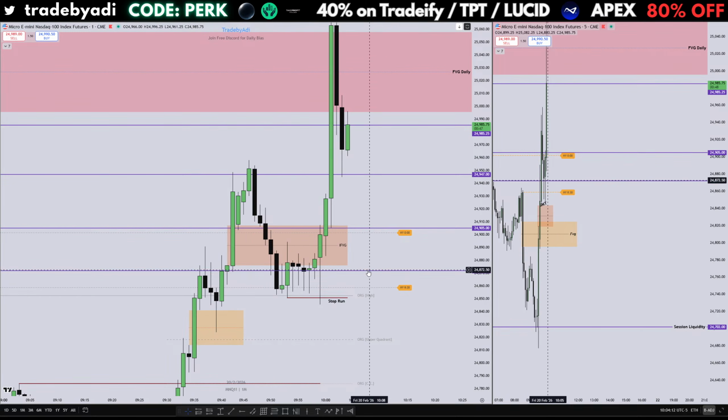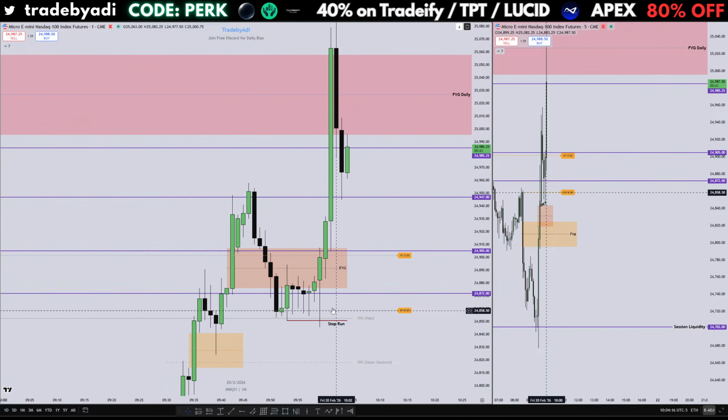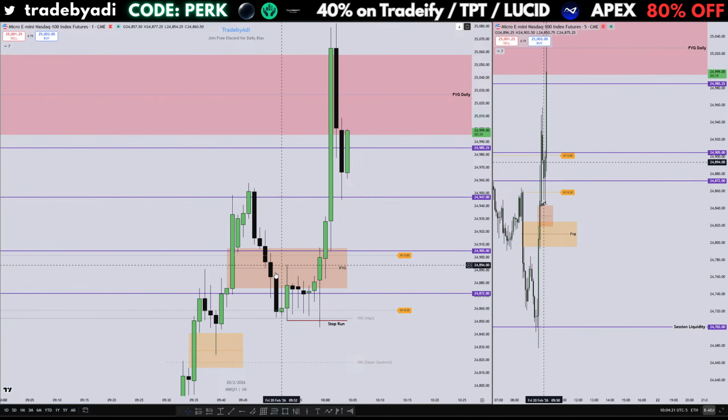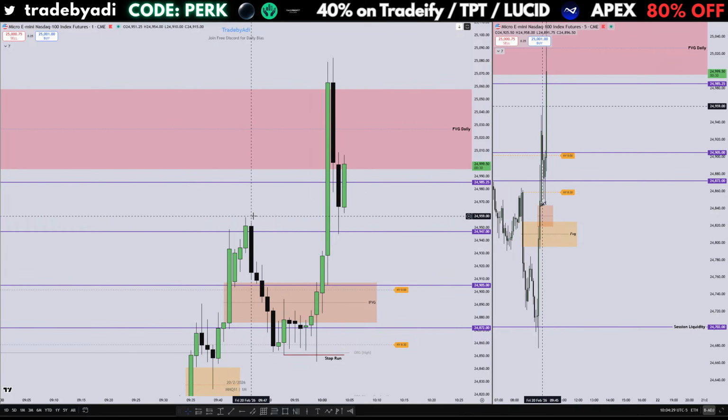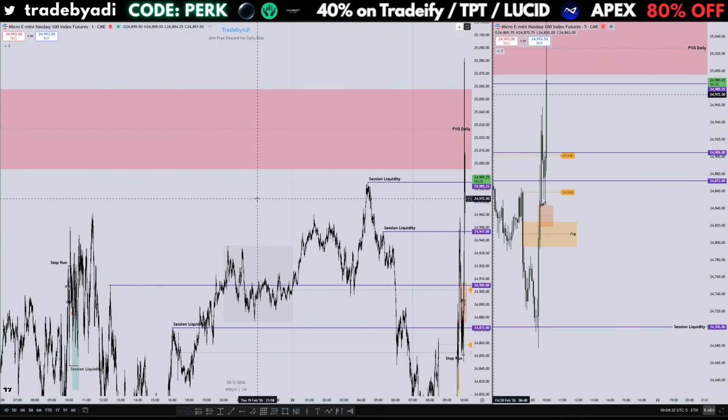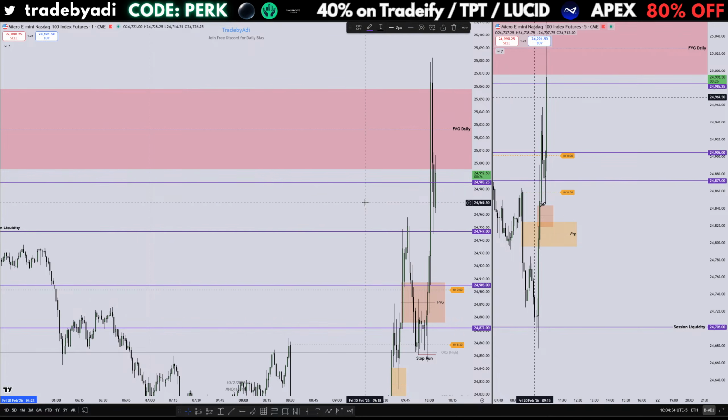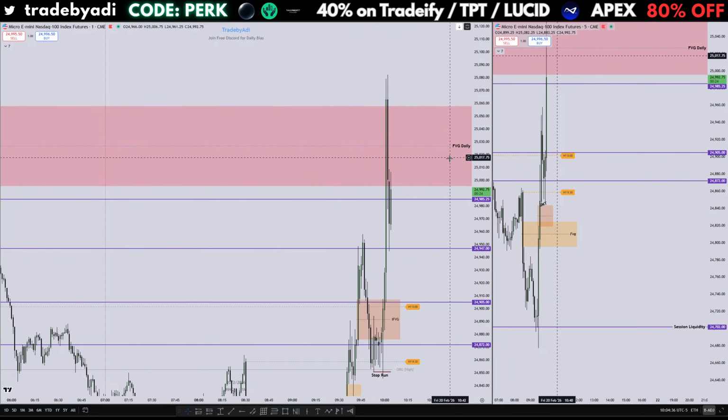And then again, I said I was waiting for this change in state of delivery. We did not get the change in state of delivery, right? And then I was waiting for this order block. We had a change in this market structure shift, and then we flipped this gap. And our nearest drawn liquidity was this, and intraday liquidity was this, and we revisited the daily FVG again.